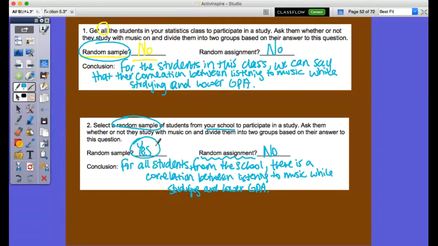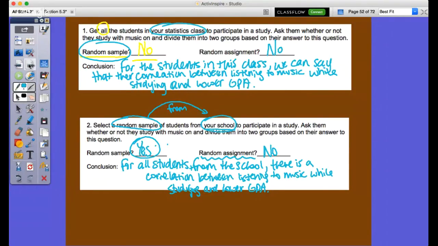And so the yes allows me to say it to the whole school, where up above here, I can only say it to the statistics class, right? Because there was no random sample that was created. I can only say it for the people that were chosen. Whereas down below here, because it was random, I can say that it correlates to students within the school, because that's what I drew my random sample from, right? So that's what we can correlate there.